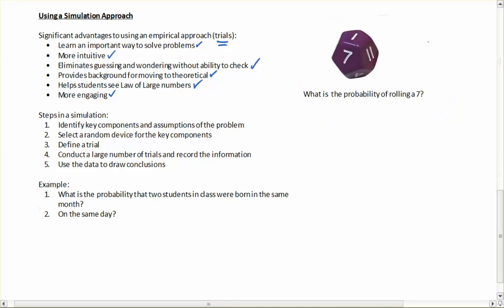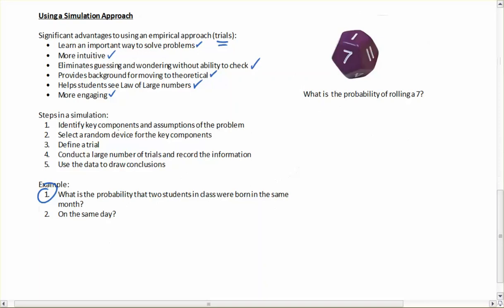How do we actually have students conduct a simulation? Well, usually it's a lot more complicated than just rolling a die. We might be asking some more interesting and sophisticated questions like this example. What's the probability that two students in class were born in the same month? How could we do that?